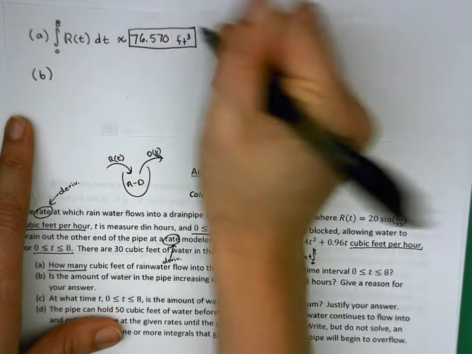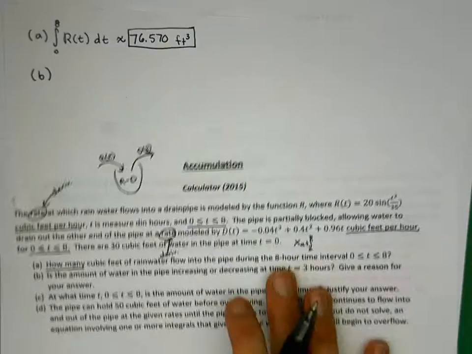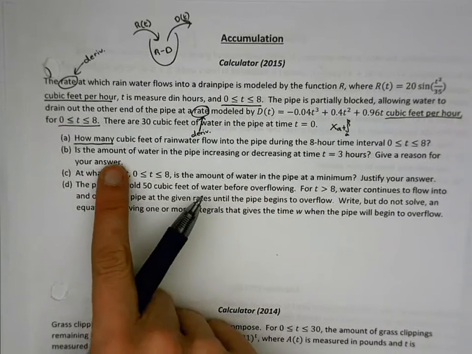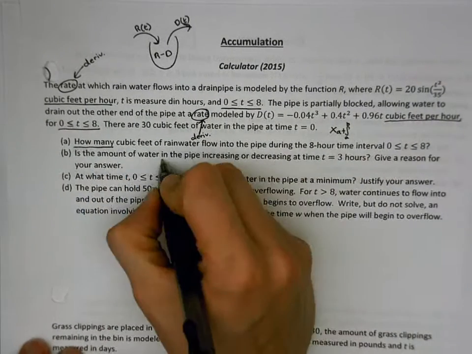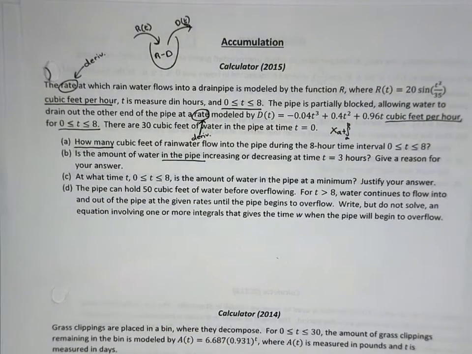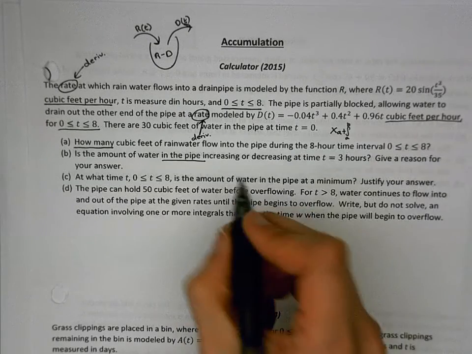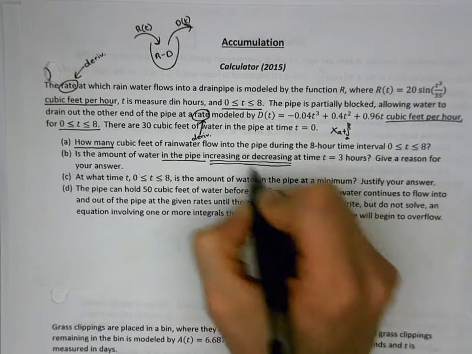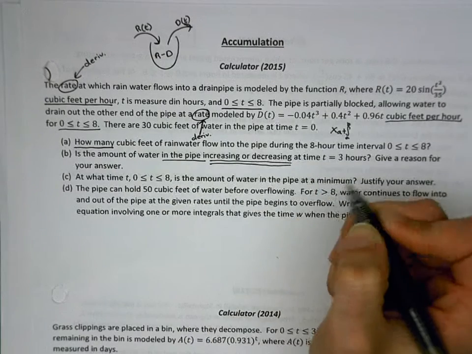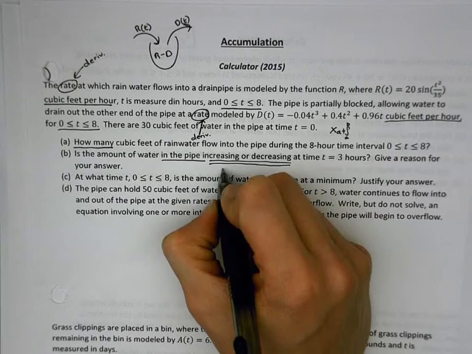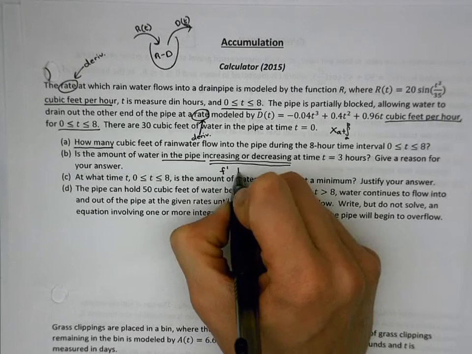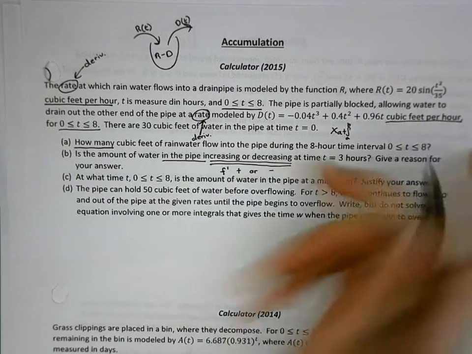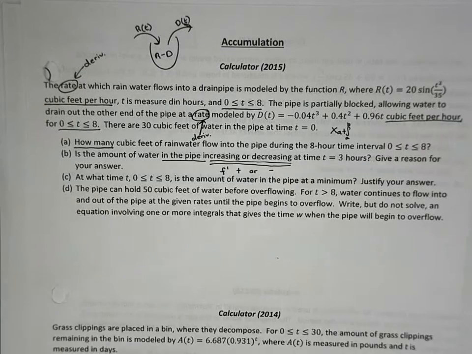We are now on to B. B reads, is the amount of water in the pipe. So now we're talking about some sort of R minus D relationship here. Is the amount of water in the pipe increasing or decreasing at time t equals 3 hours? Well, what does it take for a function to increase or decrease? It means that your derivative is either positive or negative.